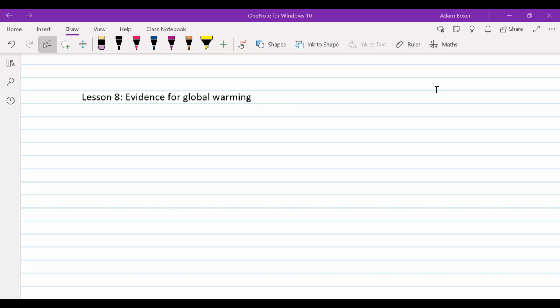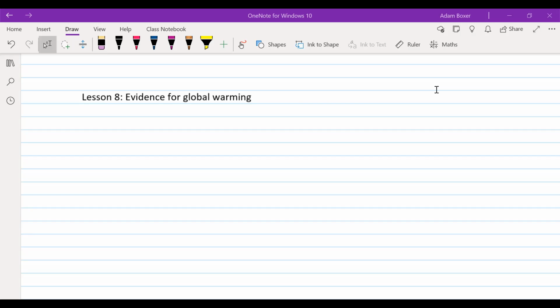Now, what I'd like you to do, just as a quick warm-up, is name for me two other greenhouse gases on three. Say it out loud. 1, 2, 3. I'm hoping that you said methane and water vapor.